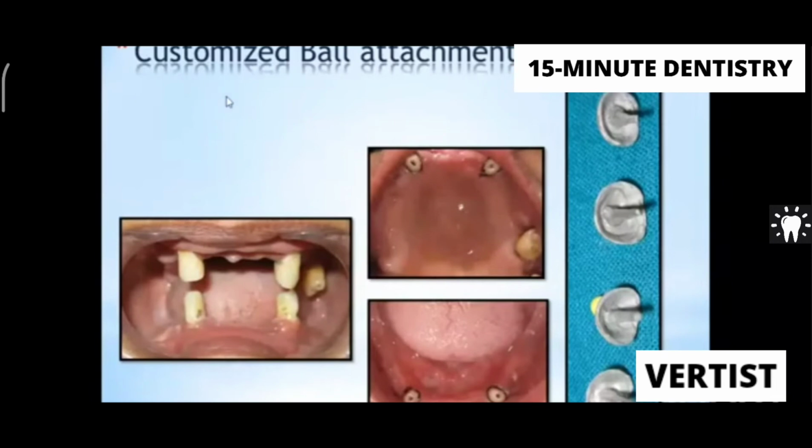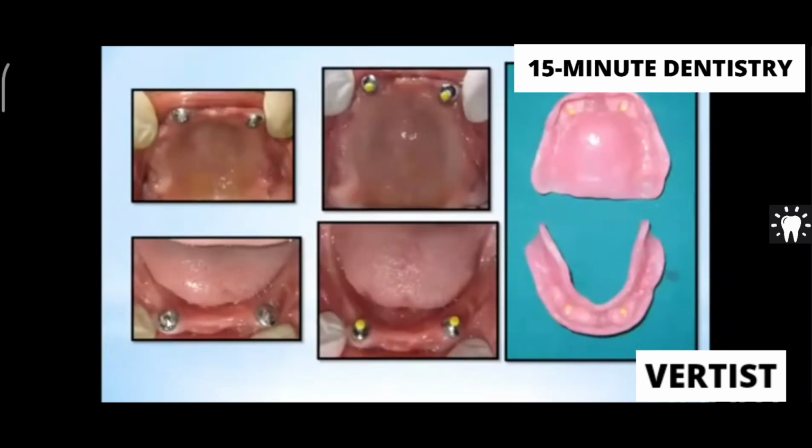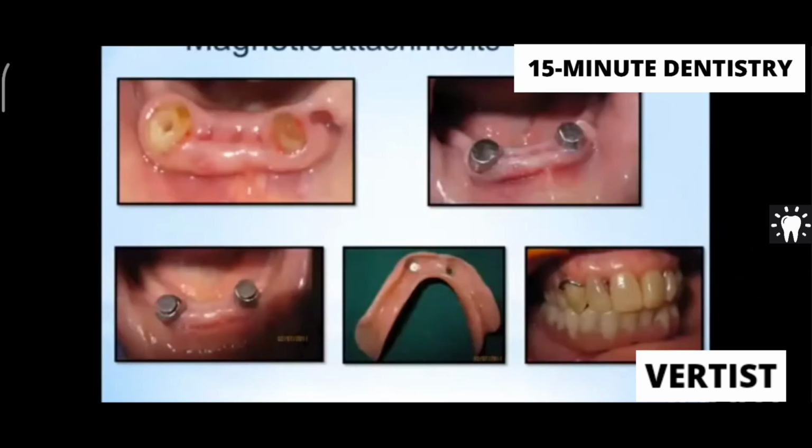Then another one is a customized ball attachment. Customized means you fabricate the coping and the ball attachment in the laboratory. So you prepare the tooth, you prepare the post extension, and you can see the copings with the yellow cap here and the post extension, right? It is cemented. You can see the ball over here on the coping, and the female portion is then picked up in the denture. So this is the customized coping type of attachment.